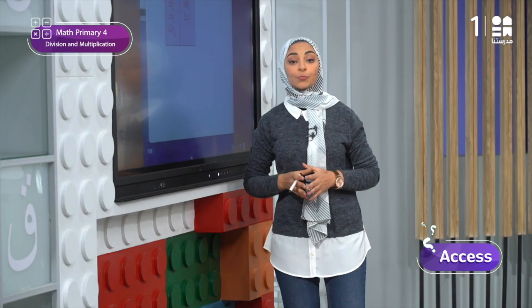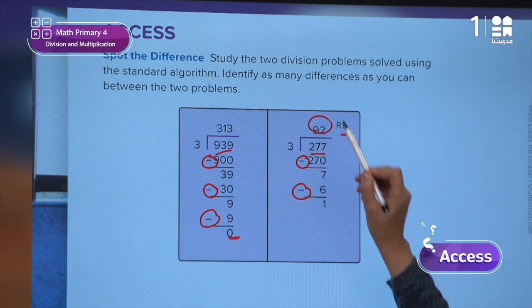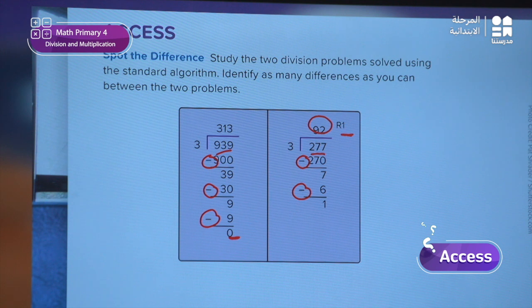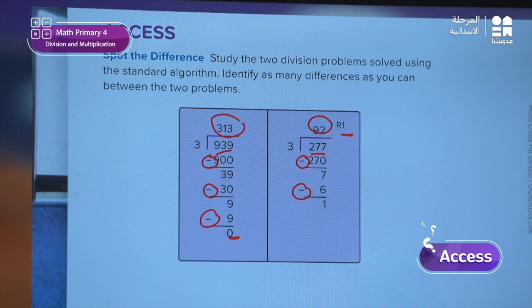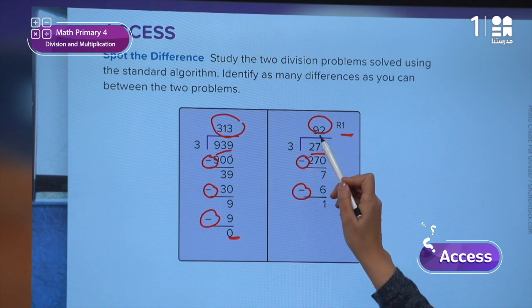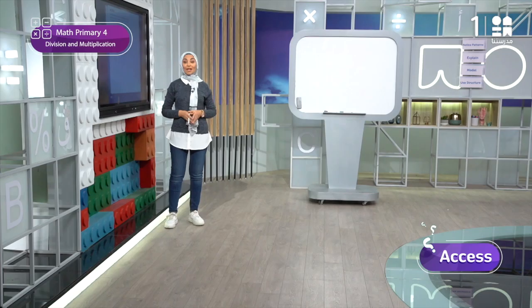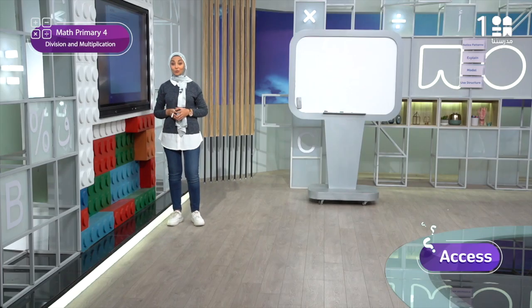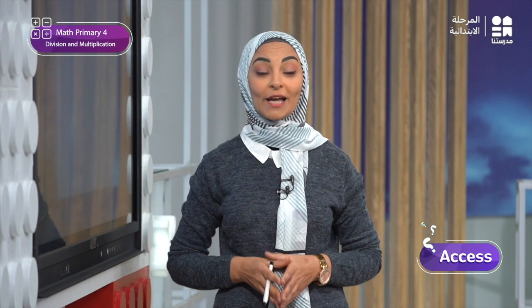But in the first problem, the quotient is only 2 digits. As you see here, the quotient is only 2 digits. But in the second problem, as you see, the quotient is 3 digits. Here, the quotient is 3 digits. So the dividend in both problems was 3 digits, but in the first one, the answer is 2 digits, and in the second one, the answer was 3 digits. Did any one of you notice these remarks? And why are these differences here?